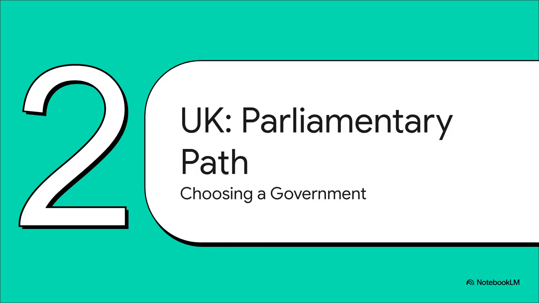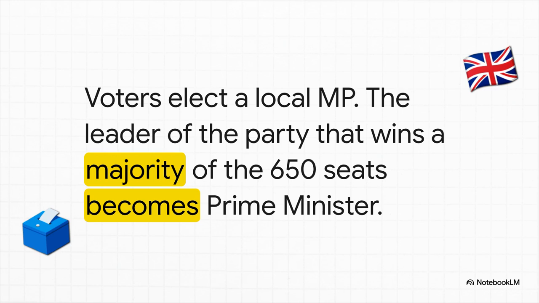Okay, so if the US system is a race to pick one person, the UK's approach is a whole different ballgame. Over there, the focus isn't just on choosing a leader. It's about choosing an entire government. Now, this is absolutely key. In the UK, you don't vote for the Prime Minister. Instead, you vote for a local representative for your specific area, known as a Member of Parliament, or an MP.